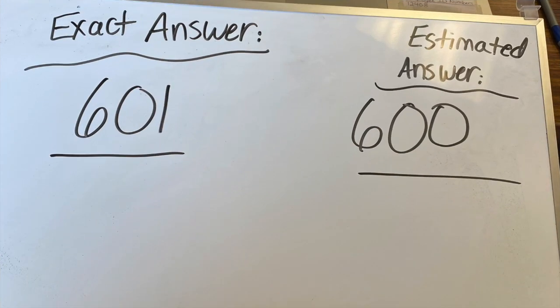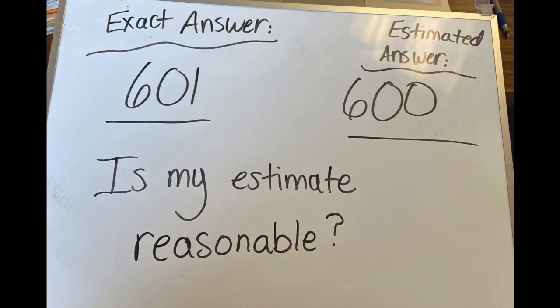So right now we have two answers. We have our exact answer, which is what our I can said that we would have today. An exact answer and an estimated answer. That's our second answer over there on the right. So we have two answers. What do we do with these two answers? Well, that's where our second part of our I can comes in. I'm going to see if it is reasonable or not.